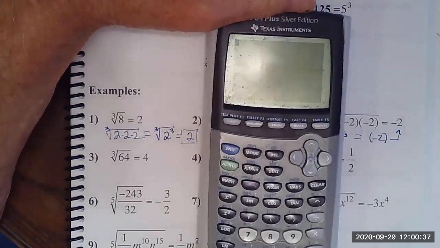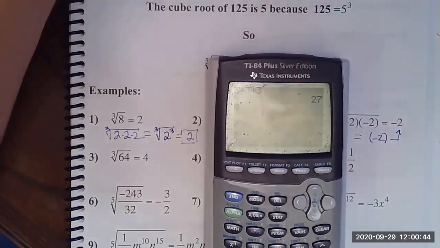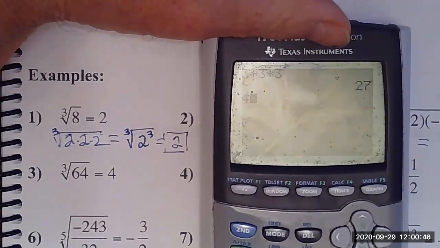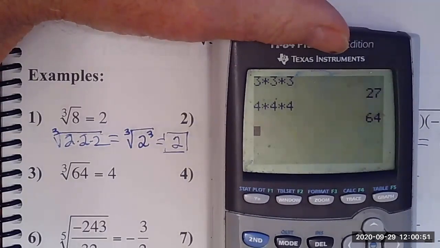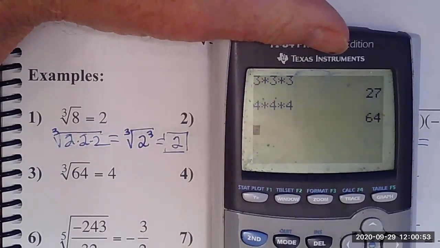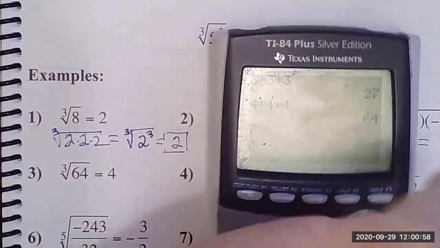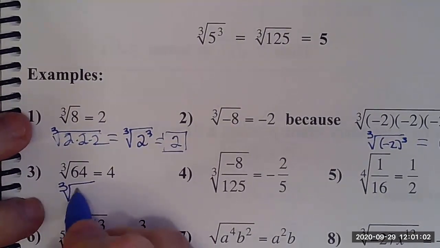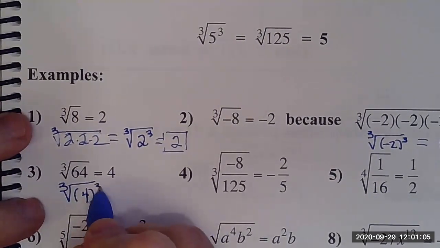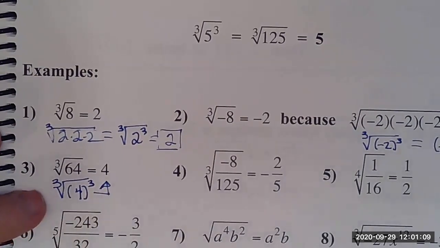Well, if you went 3 times 3 times 3, that doesn't give you 64. So how about 4 times 4 times 4? And there's your 64. Therefore, the cube root of 64 is the base 4. Another way of writing this is the cube root of 4 three times, and the cube and the cube root cancel, so you're left with just 4.